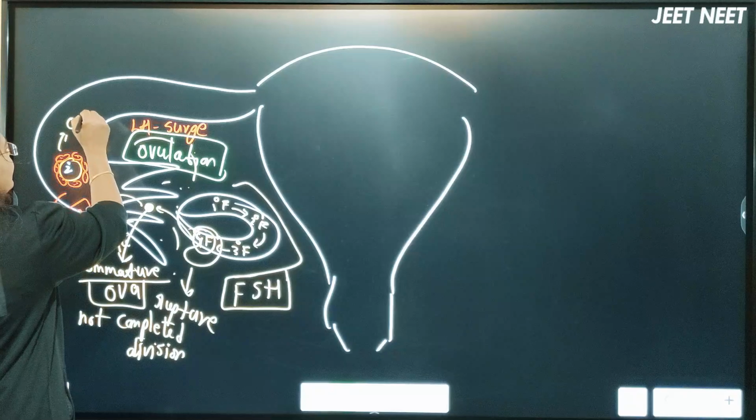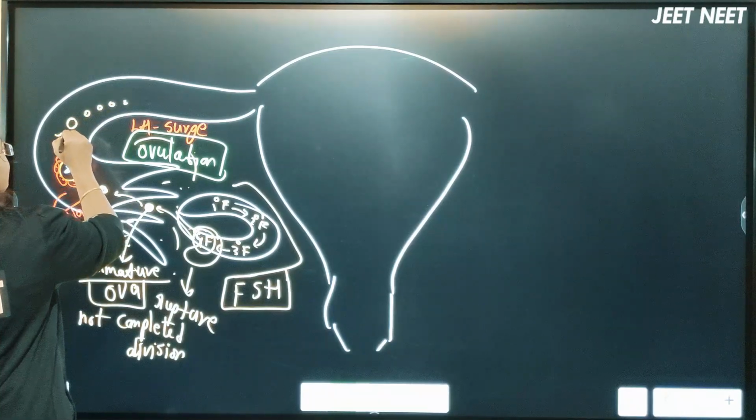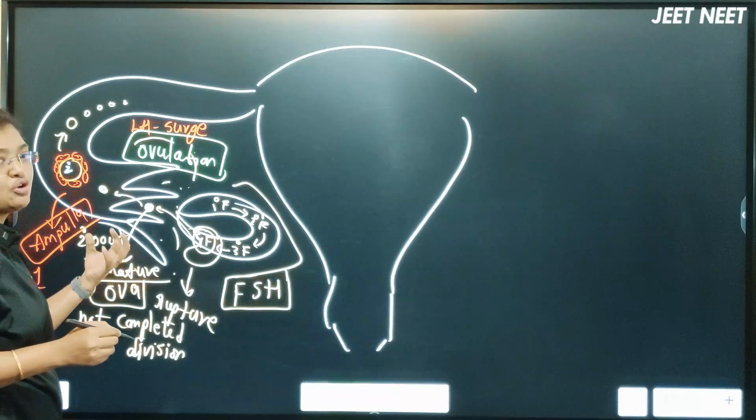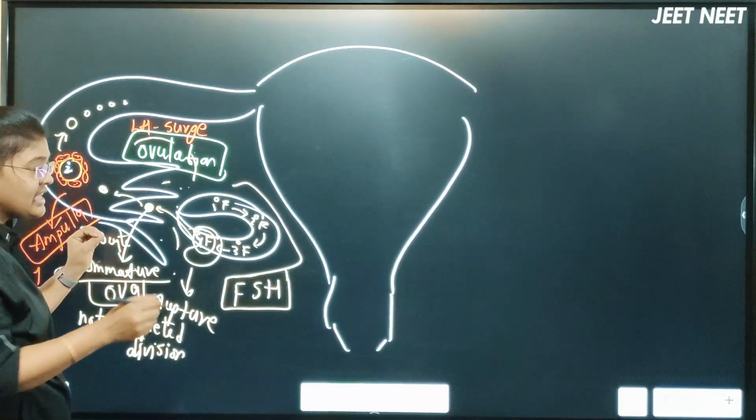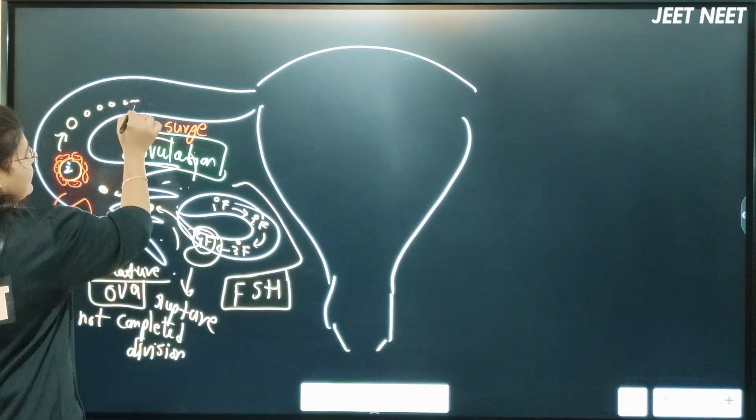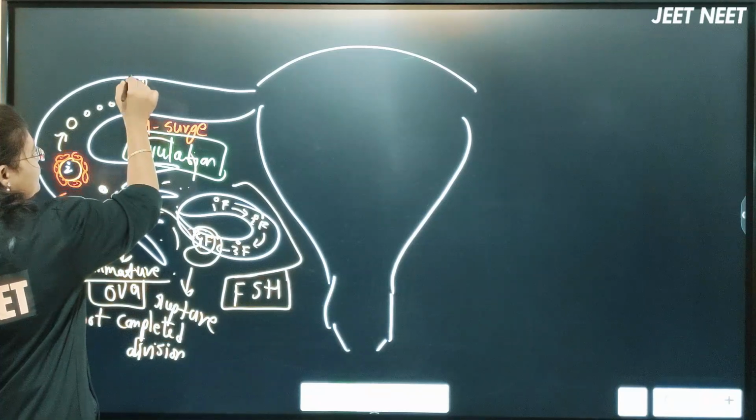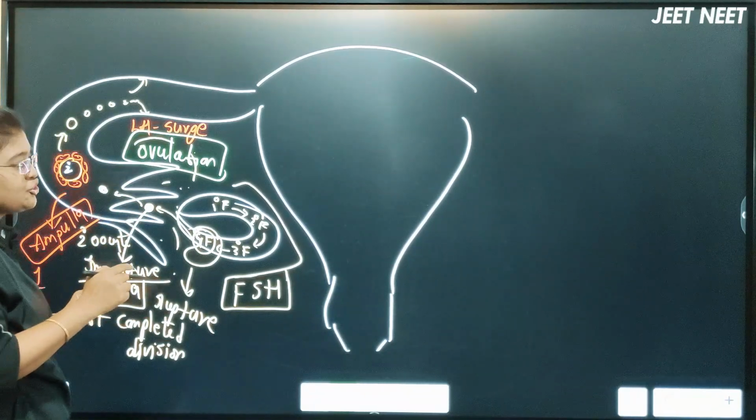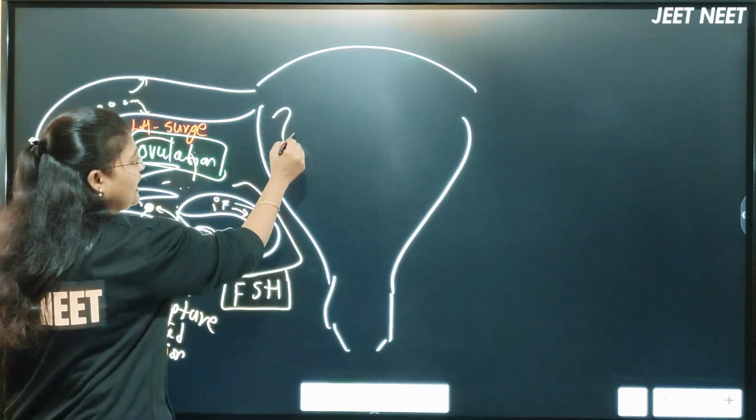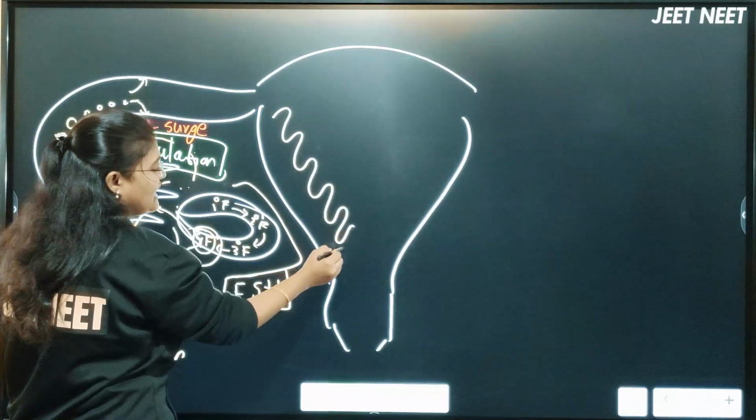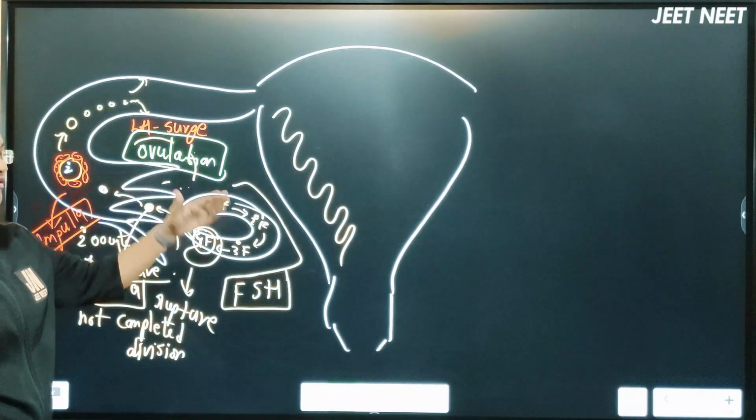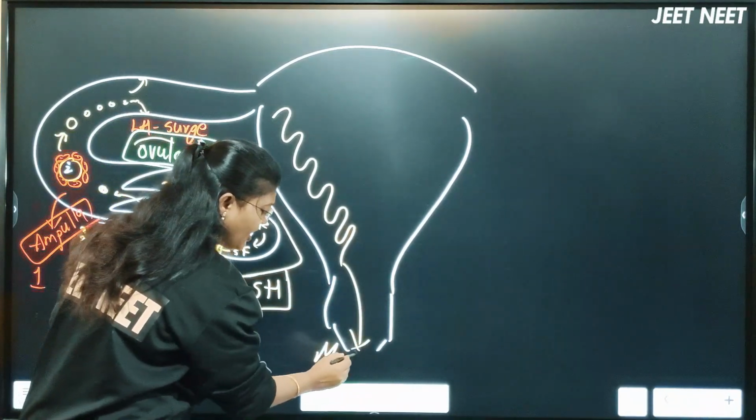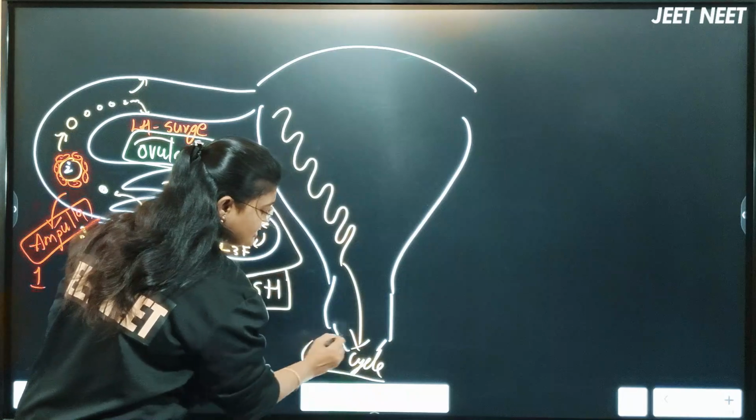Slowly it will decrease its size. Which size is decreasing, beta? The ovum, which is an immature secondary oocyte, decreases its size, and slowly it will regress and get absorbed into the tissues of the fallopian tube and the endometrium layer as a ruptured ovum for the process of the menstrual cycle.